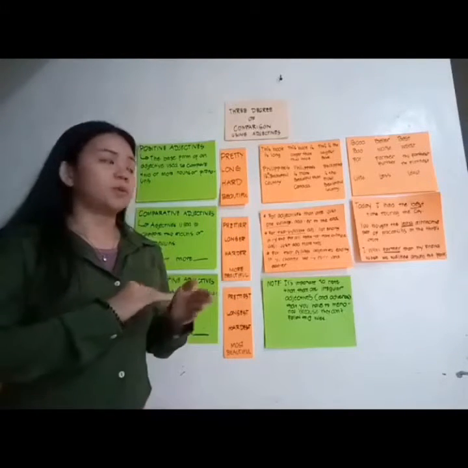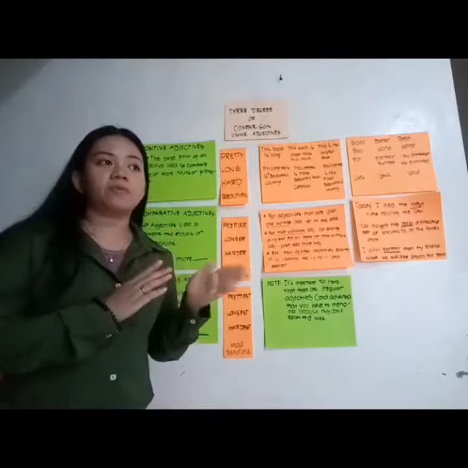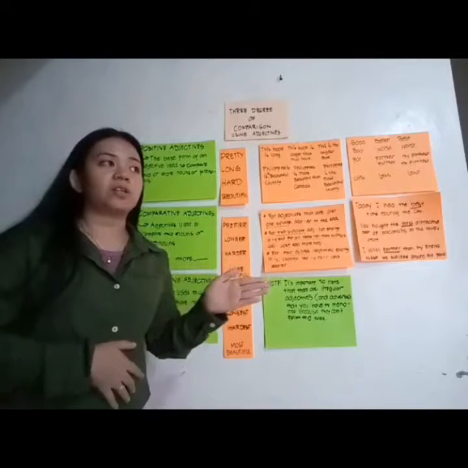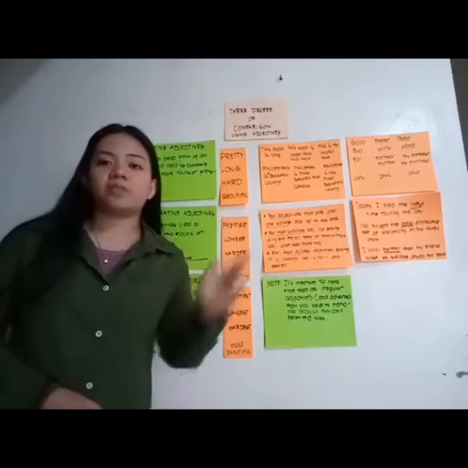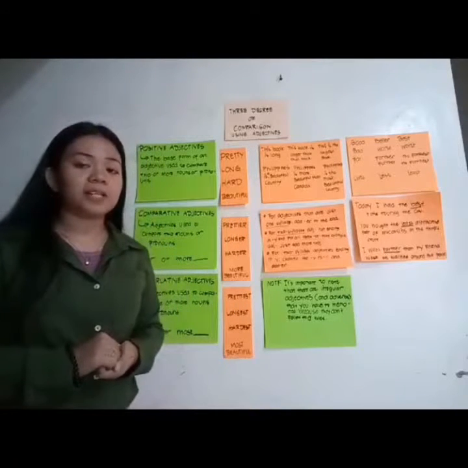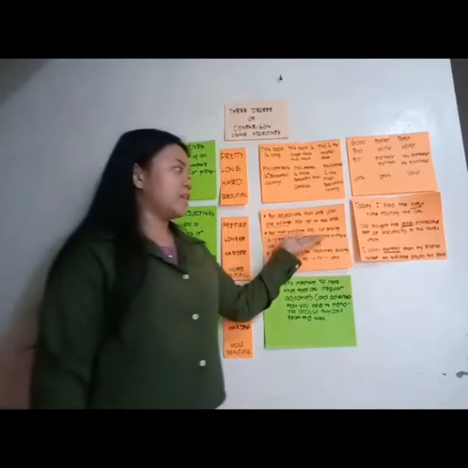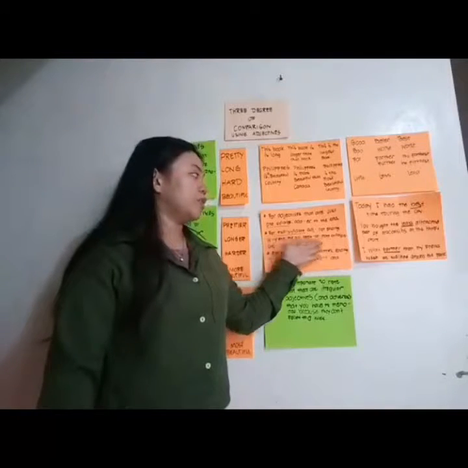These words have one syllable, so we just simply add er to make them comparative or superlative. For example, long: to make it comparative, we add er to make it longer. To make it superlative, we add est to make it the longest.